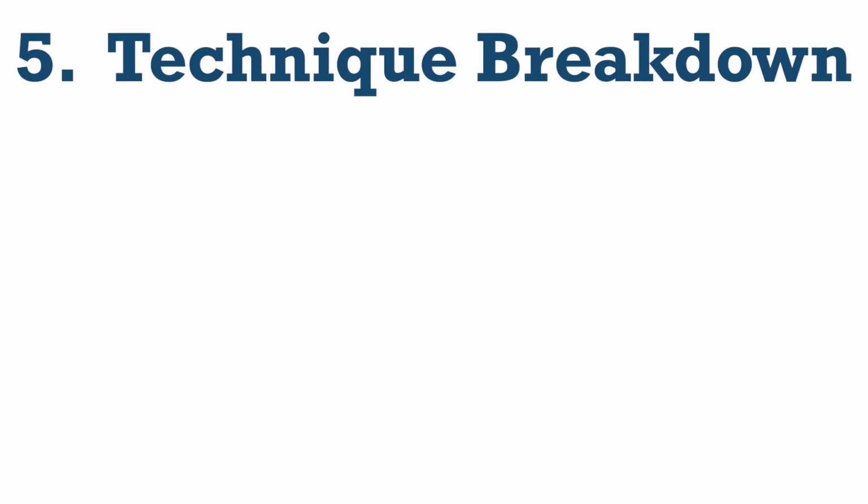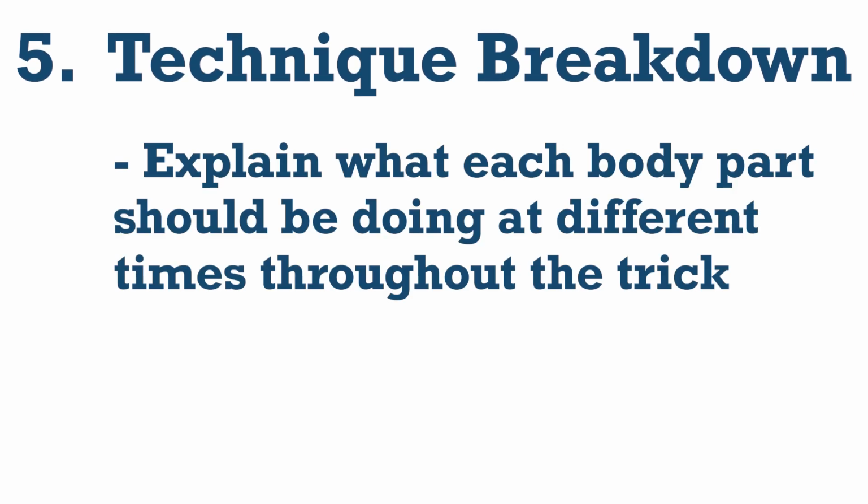Once you've gone through progressions, try to give detailed advice on what to do with every body part. Now you can be doing this all the way through the progressions, talking about what to do with your arms and legs and spot at different times, but try to summarize at the end and bring it all together and just go over all of the technique for the trick.